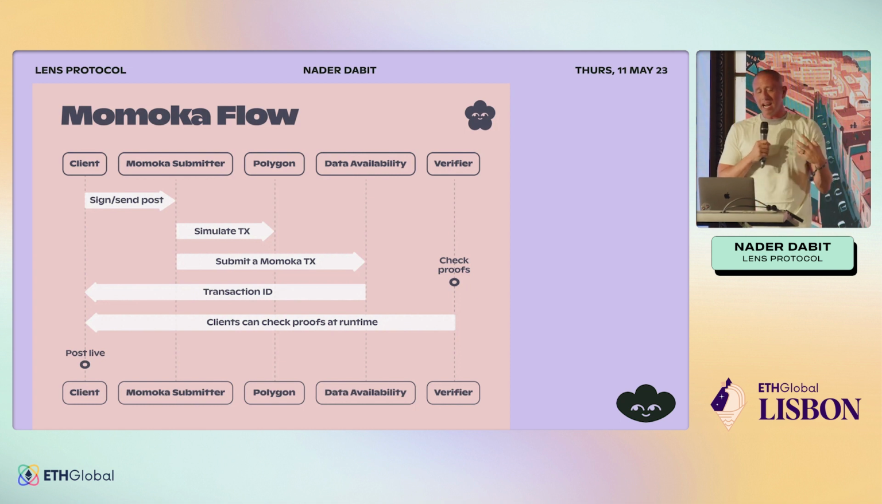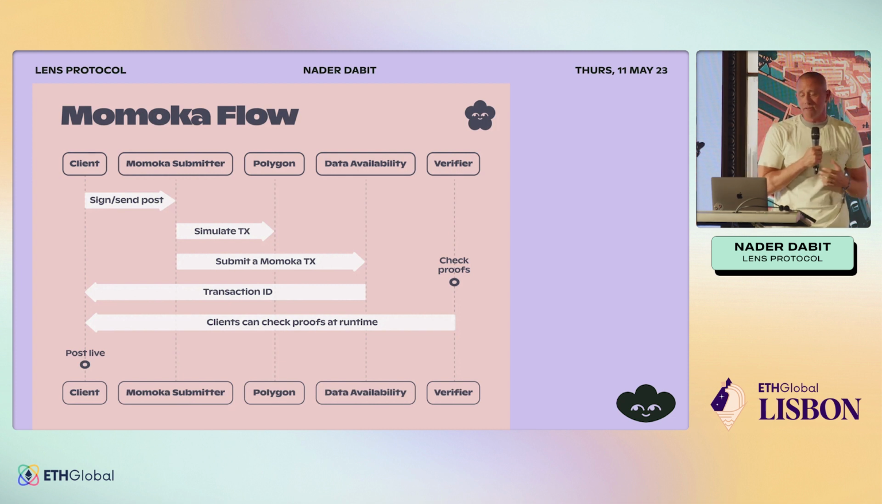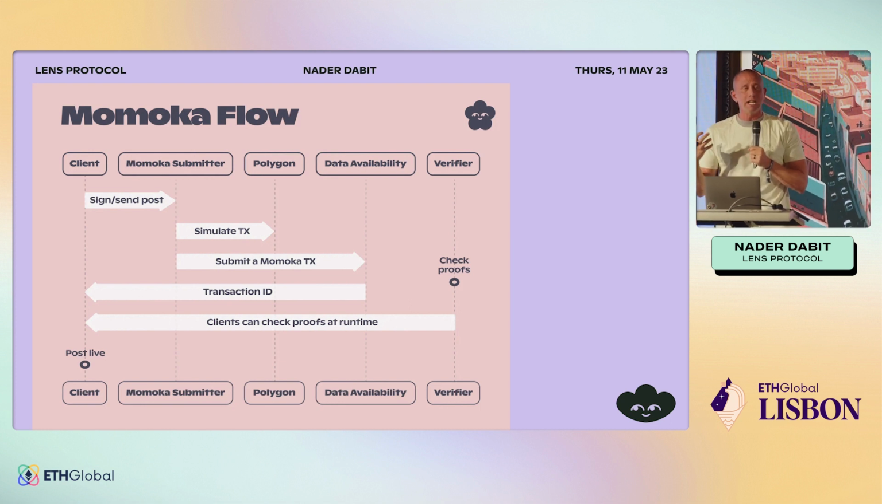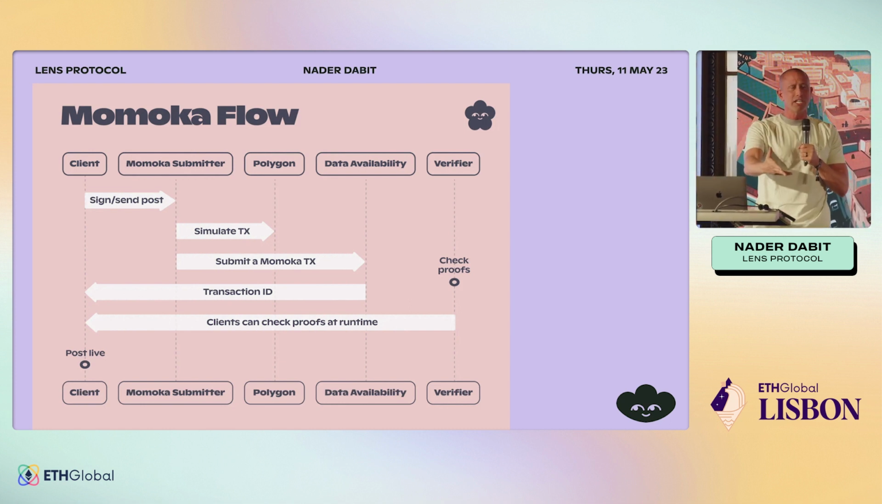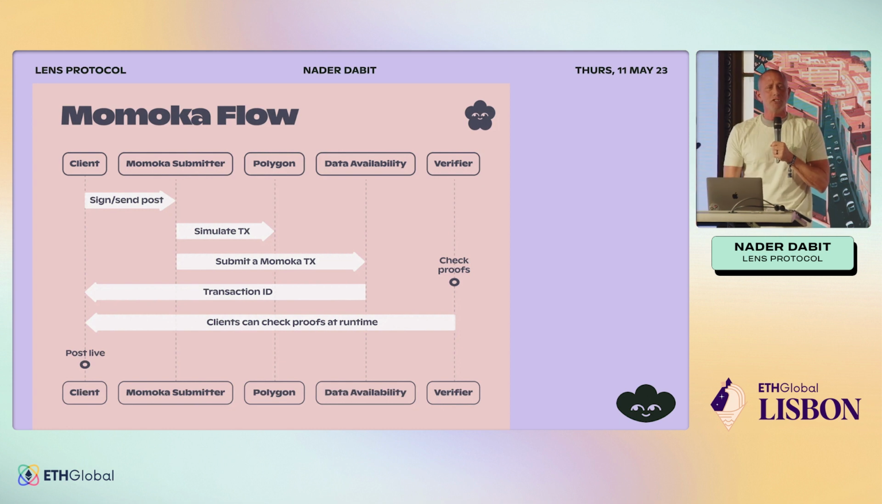The client, instead of sending a transaction to the Polygon network, which is what we've done in the past, we introduced two new pieces of infrastructure. One is the Momoka submitter, and one is the verifier. The submitter simulates the transaction on Polygon and gets the simulated transaction result. So it would be as if you actually transacted on Polygon. What would that result be? You can actually just simulate that. You don't actually have to store that.